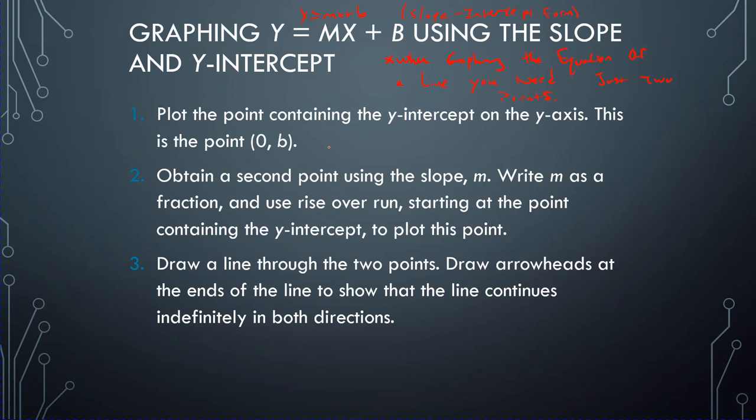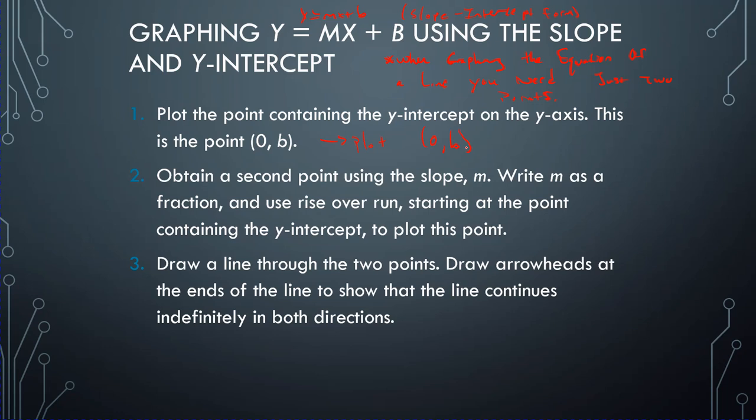So basically, here's what you're going to do. You need 2 points. Your first point's going to be the y-intercept. You're going to plot the point containing the y-intercept on the y-axis. The y-intercept occurs when x is equal to 0. You just look at the graph and say, okay, b, that's the y-intercept. So I'm going to plot it as 0, comma b.